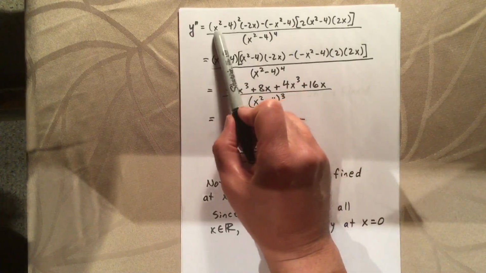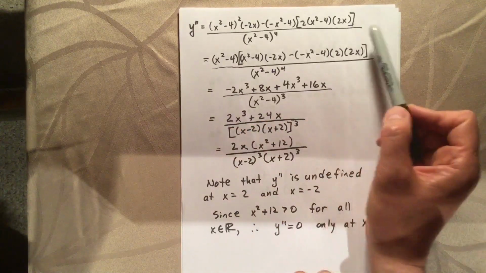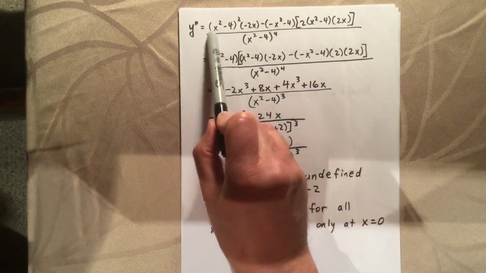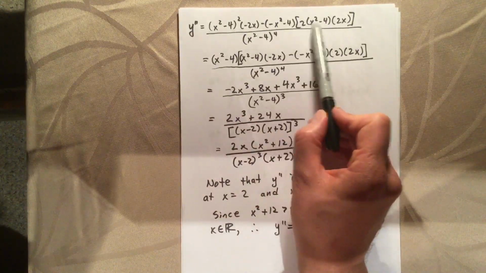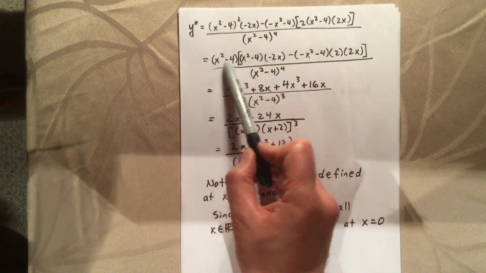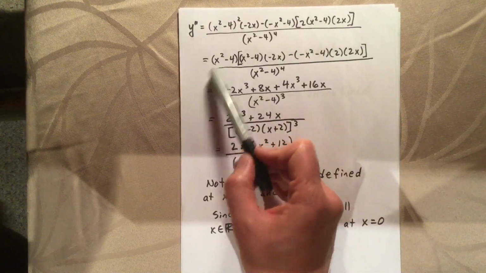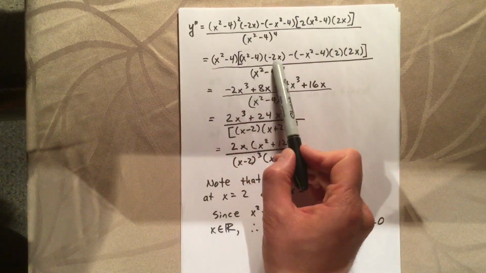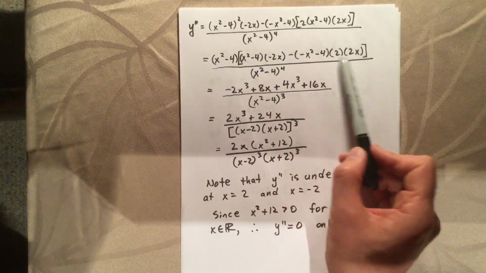Now, applying the quotient rule on our first derivative, we get this long quantity right here, over x squared minus 4 to the exponent 4. Now, notice we've got x squared minus 4 quantity squared here, and we have x squared minus 4 right here in this second part. So we can actually common factor out the x squared minus 4. There's one there, there's two of them there, and there's one of them there. We can common factor that out, and we'll be left with x squared minus 4 times negative 2x here, and then we'll be left with minus negative x squared minus 4 times 2x here.